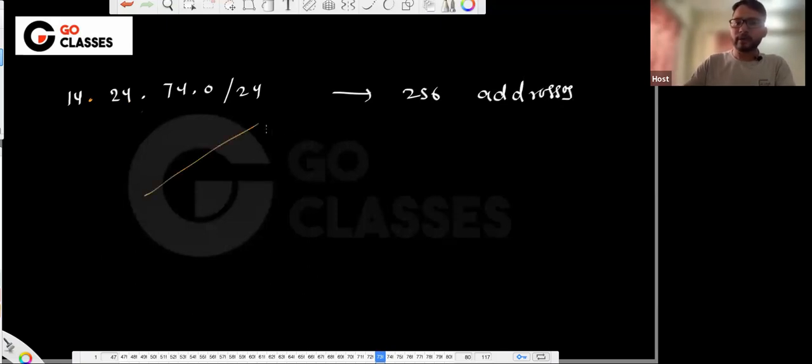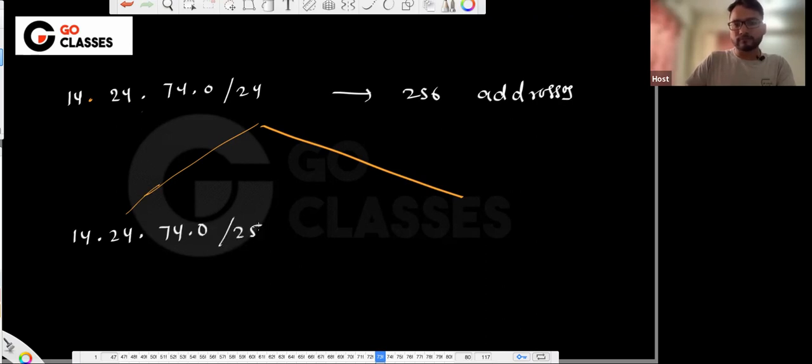What is the first part? I have divided that into two parts, 128 and 128. Let's take this as one part, and this is another part. Each one is having how many IP addresses? This is having 128. This is having 128.